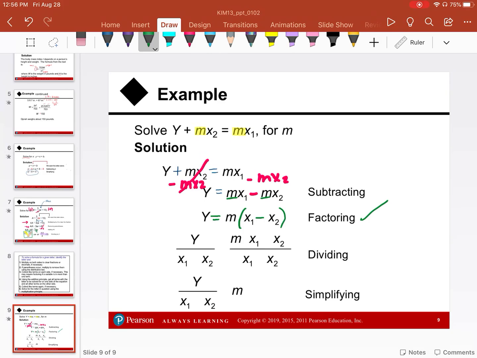Lastly, since we want to get m by itself, what we want to do next is go ahead and divide out everything that's not the m. So we want to divide out that x1 minus x2. We divide it on both sides like we see here. Lastly, we get our answer is y divided by (x1 minus x2) is equal to m.